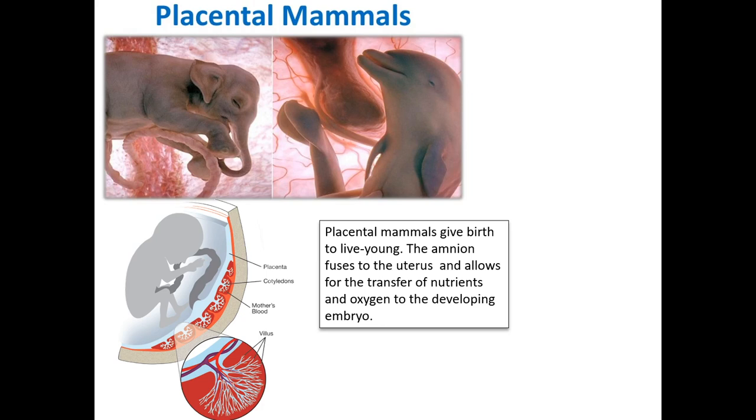The placental mammals really took over in the Cenozoic, and the way that placental mammals work, in case you don't know, is that the amnion, right? Remember, we're all amniotic. We're in an amniotic sac when we're young. Basically, the amnion fuses to the uterus and becomes a placenta, and that allows for the transfer of nutrients and oxygen from the mother to the developing baby. So that's a very successful design. It's proved to be extremely successful for gestating our young.